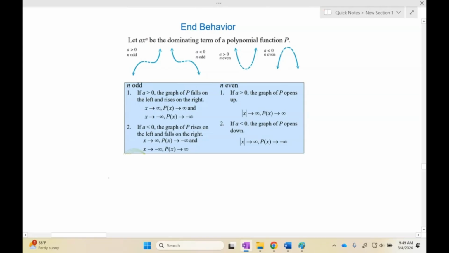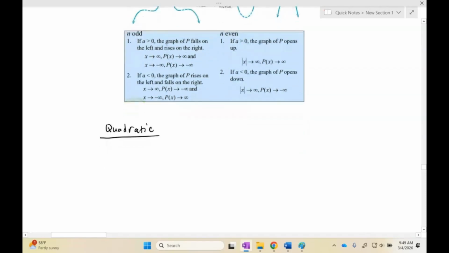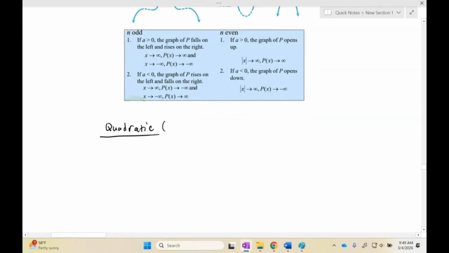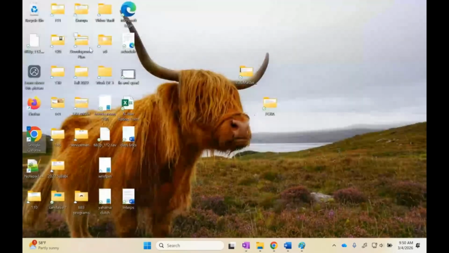So just to review, if you're dealing with a quadratic function, and it's also an even function, that's in the form y is equal to x squared. And if you were to graph y is equal to x squared, you would get a U-shaped graph.